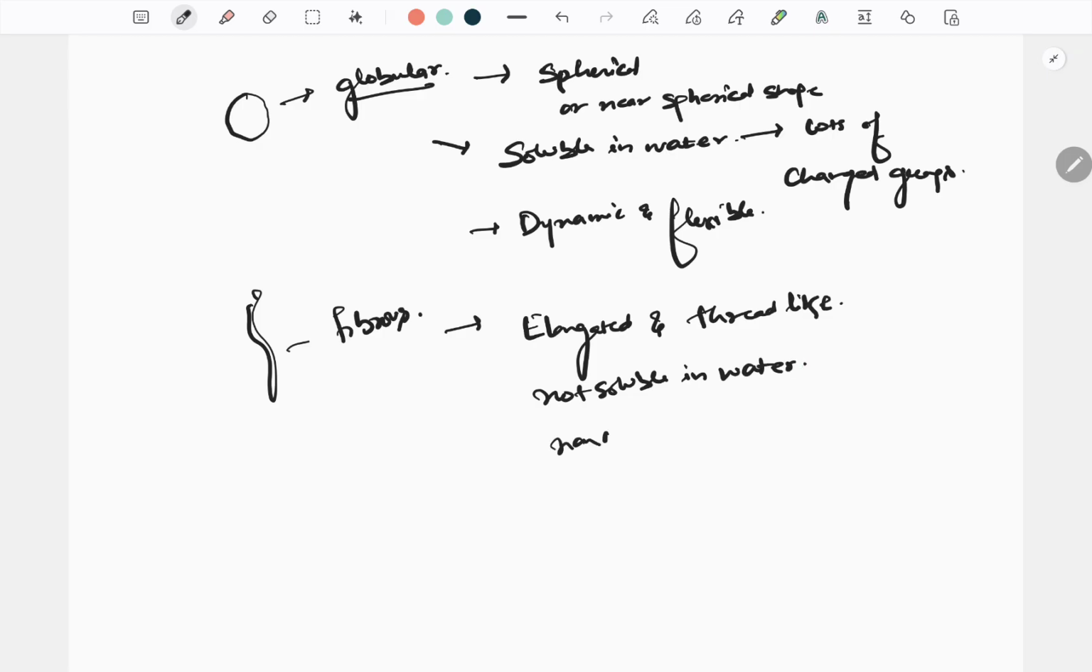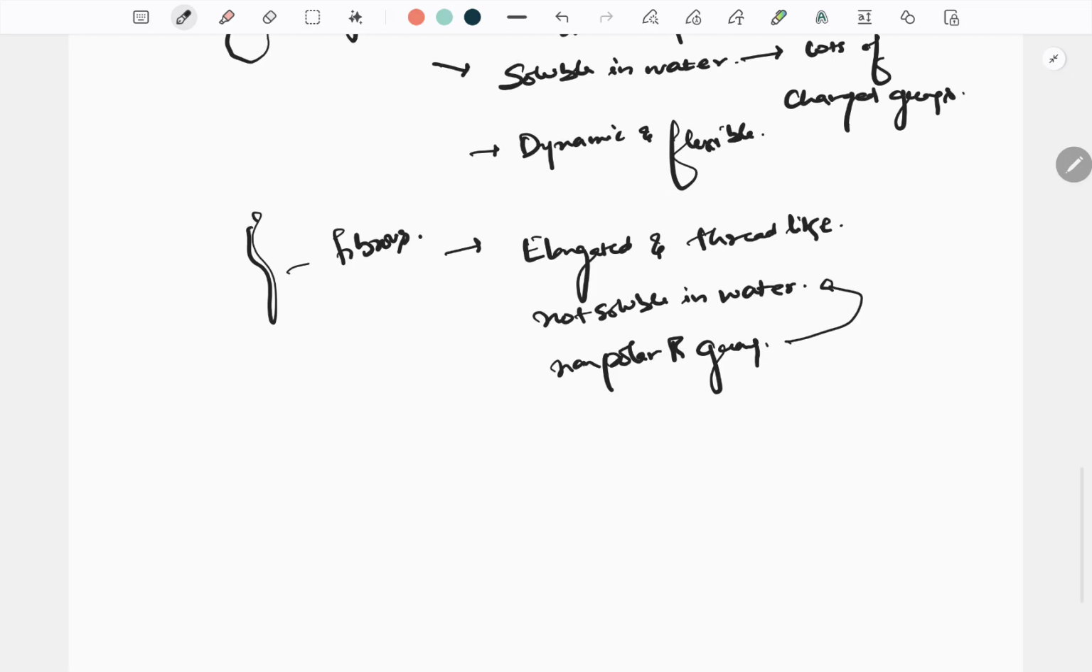And they have non-polar R groups, due to which again these are not soluble in water. And these kind of proteins are usually found in your hair, your nails, as well as your skin. Okay, and these can also be membrane proteins.